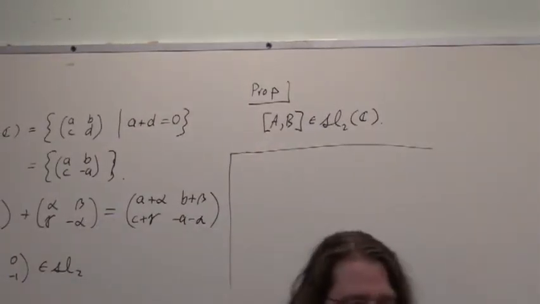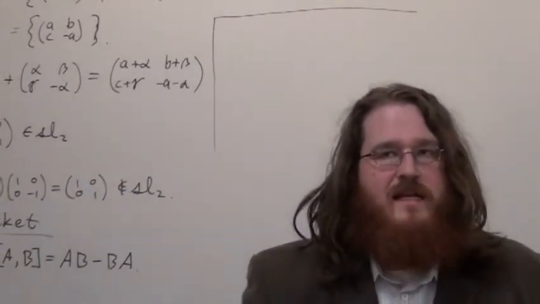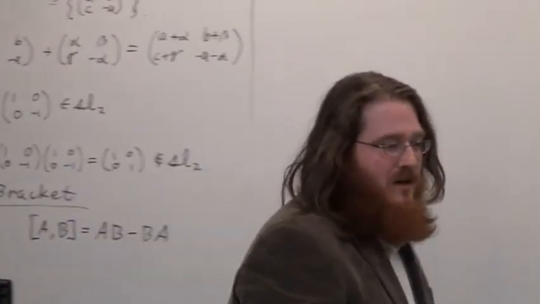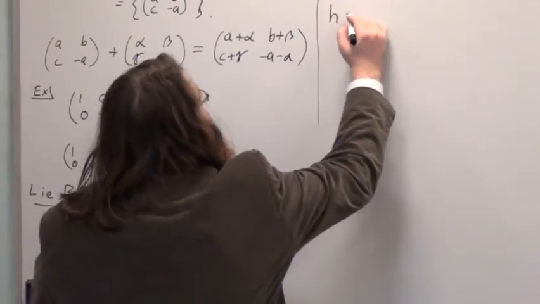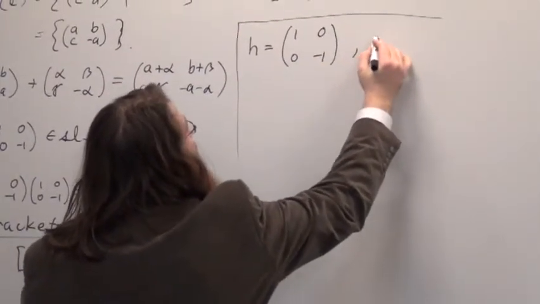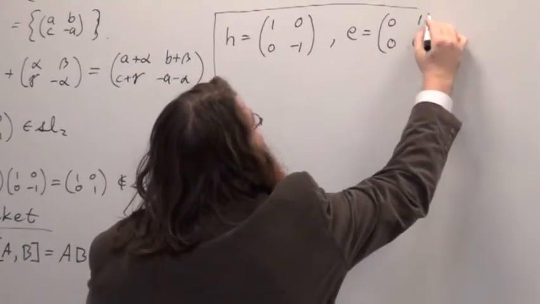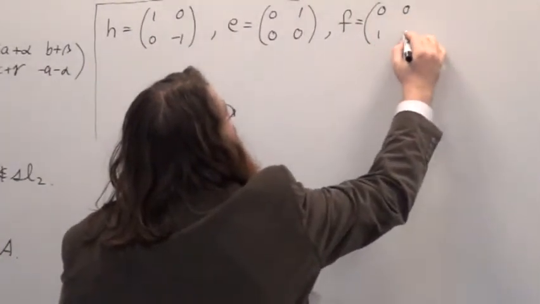So one of the things we care about in mathematics is how do you build something? What's the smallest number of pieces I need to build a structure? In the case of SL2, I can build it with three distinct elements. They're called E, F, and H. So we let H be the matrix 1, 0, 0, minus 1. E is the matrix 0, 1, 0, 0. And F is the matrix 0, 0, 1, 0.